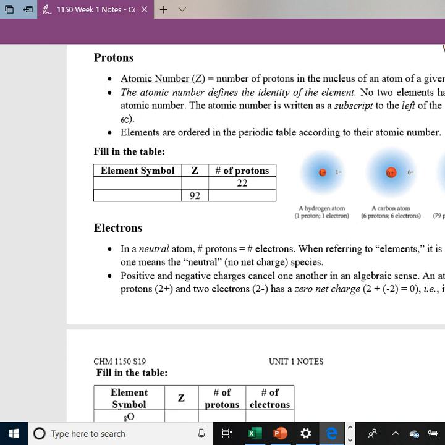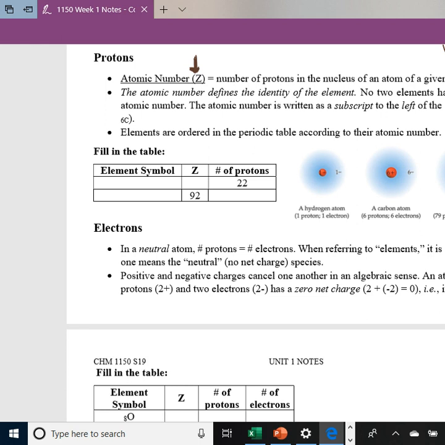The atomic number, I said that we were going to define that earlier. The atomic number is what's listed on the periodic table. That's often referred to just as Z. You'll see that a lot. So Z is synonymous with atomic number, and it is equal to the number of protons in the nucleus of an atom of a given element. So the atomic number defines the identity of the element. No two elements have the same atomic number.